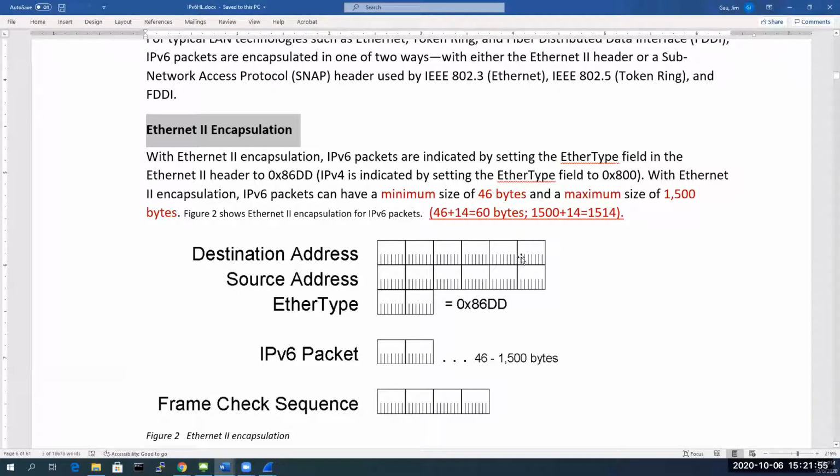And the destination MAC address and source MAC address remain the same. And then layer 3, of course, between 46 to 1500 bytes, remains the same in there. Right?